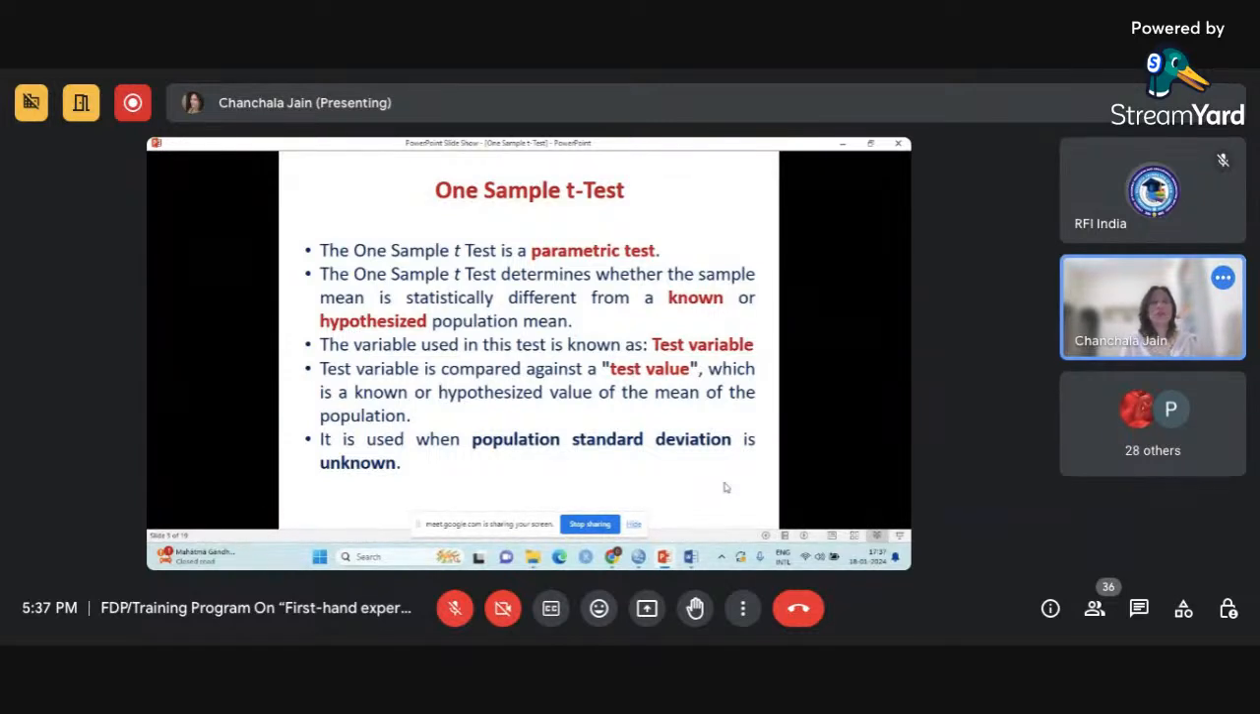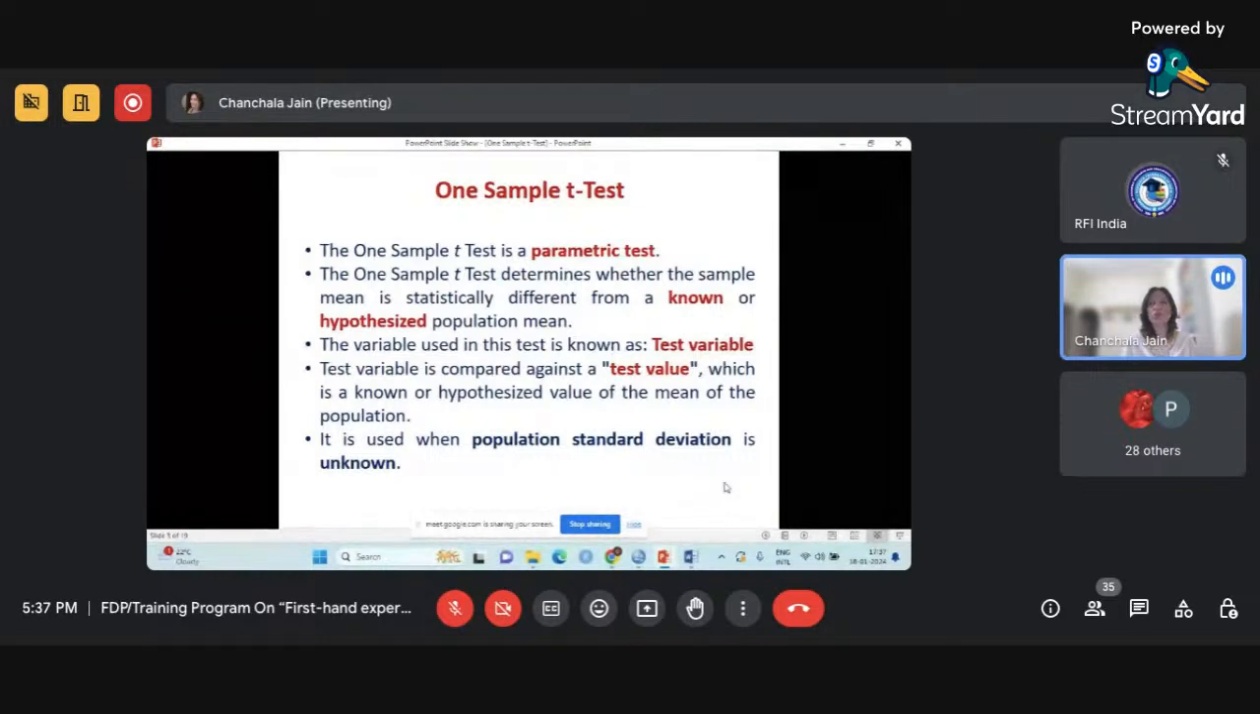But in parametric tests, there would be a combination of categorical and numeric variables. The one sample t-test is generally used to find whether there is a significant difference between the hypothesized mean and the sample mean, that is, between the population mean and the sample mean. This is what we are going to check using the t-test.